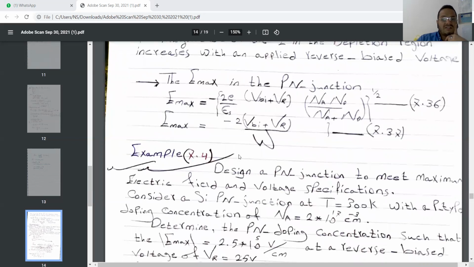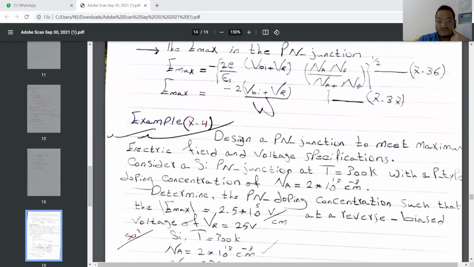Now let's go directly to exercise 7.4. Design a p-n junction to meet a maximum electric field and voltage specification. Consider a silicon. That's when we're dealing with silicon. This element is silicon.